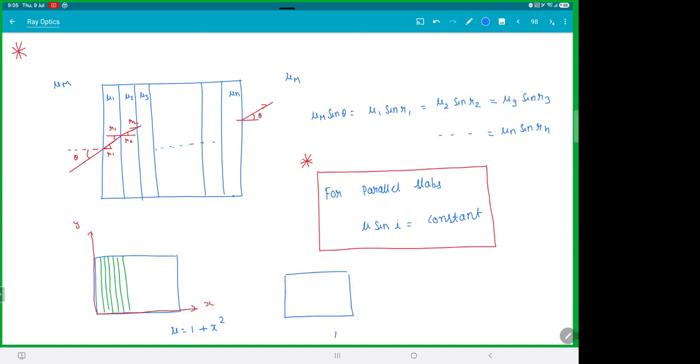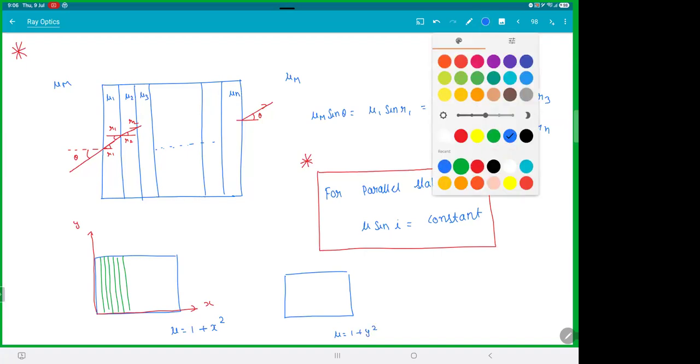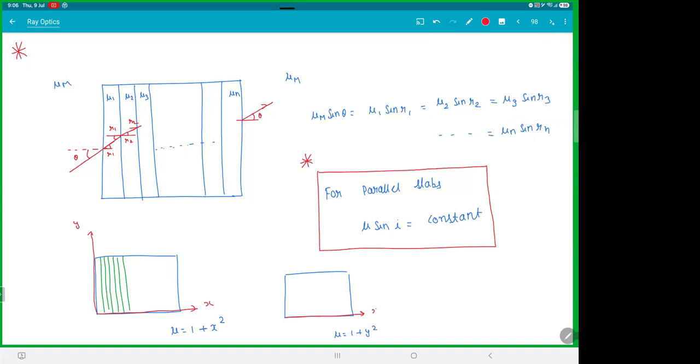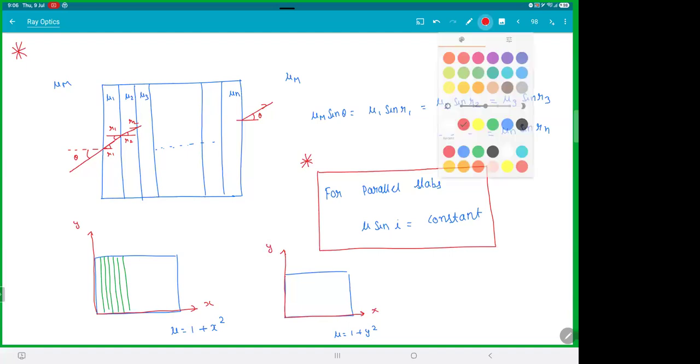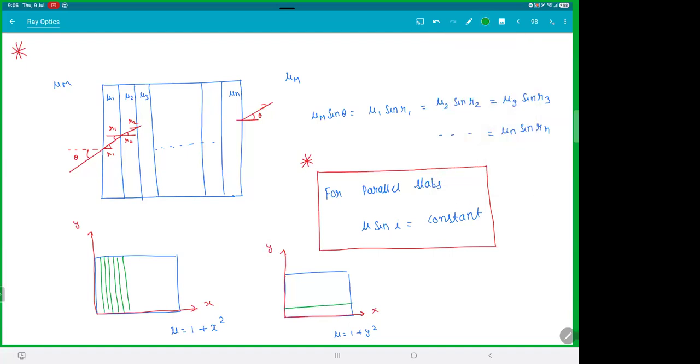Suppose if someone gives you mu is equal to 1 plus y square, that means for a given y coordinate, the whole thing will have the same refractive index. That means the slabs are like this. And how do you define normal? The normal is in the direction in which the mu changes. Since here mu is changing in the x-axis, the normal will pass through the interfaces. So this is the normal. If mu is changing in the y direction, then the normal is in the y direction.